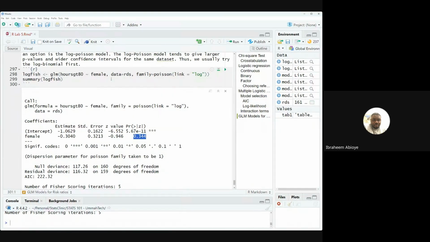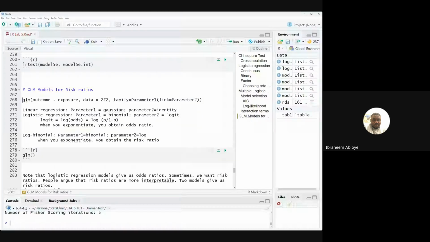So I've shown you today the general structure of the GLM models. As a reminder, I talked about the fact that there are two things that change, parameter 1 and parameter 2, and I've just called them parameters for convenience. For linear regression, it's Gaussian and identity, and it's identity because we're basically saying nothing is changing, don't make any transformations to the outcome.